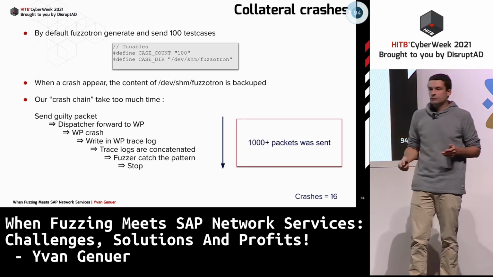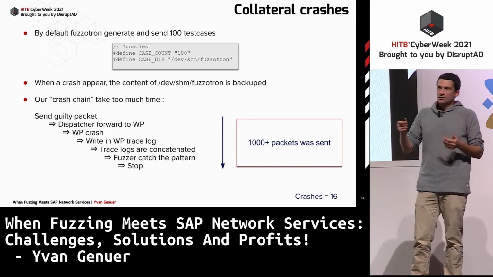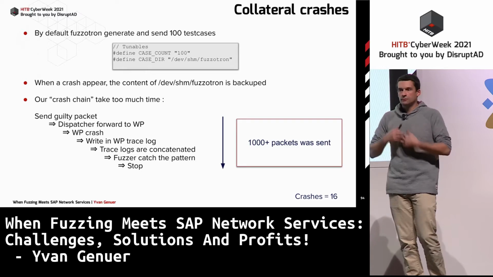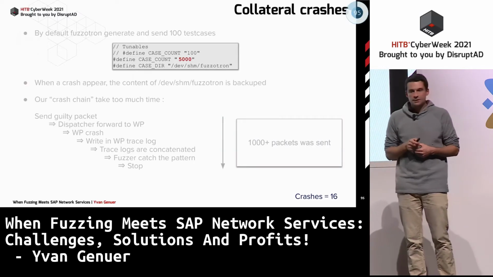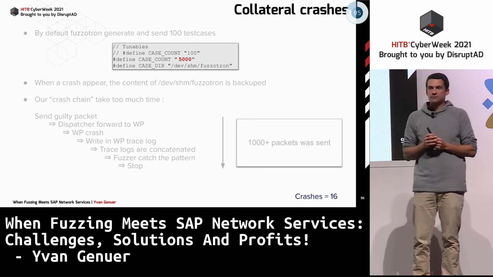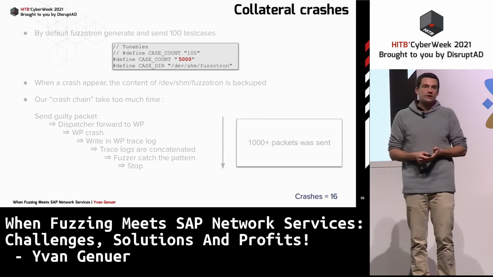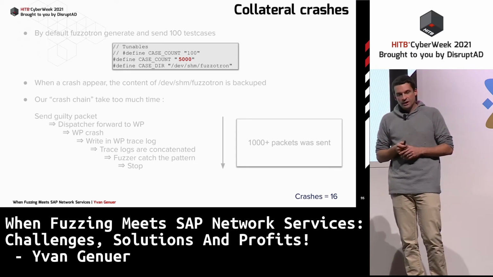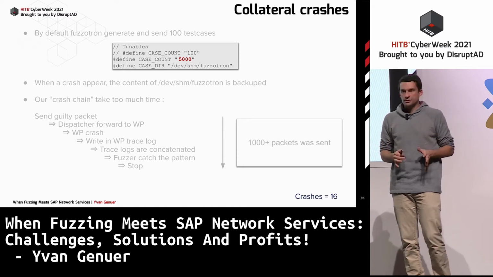And during this time, more than 1,000 packets were sent. It means the fuzzer gets the crash information too late. So, a very clever and smart move: we just change the number of packets generated. Instead of 100, we put like 5,000 or 10,000. If you do that, you will lose a lot of performance.